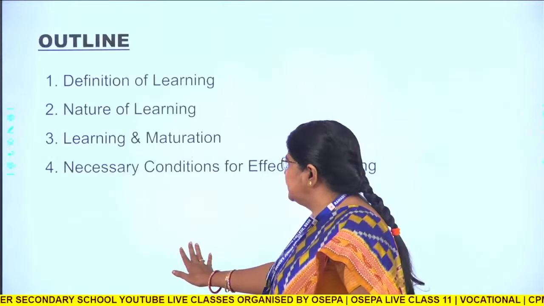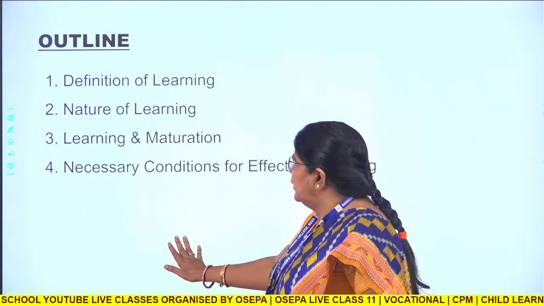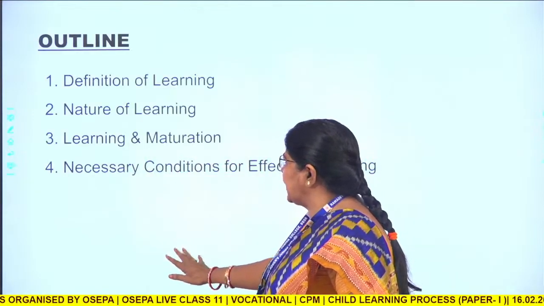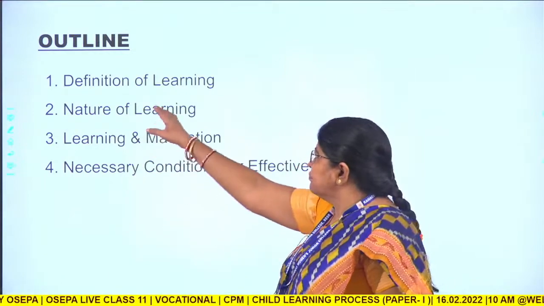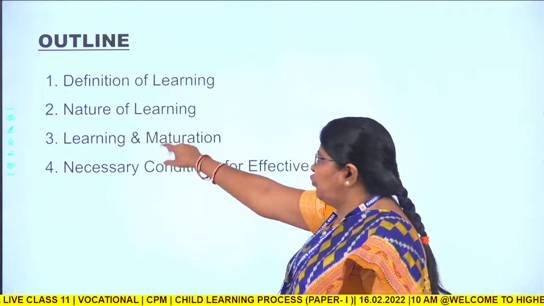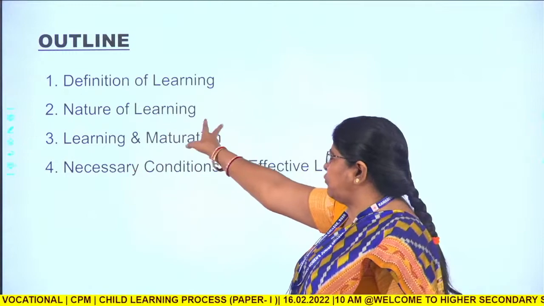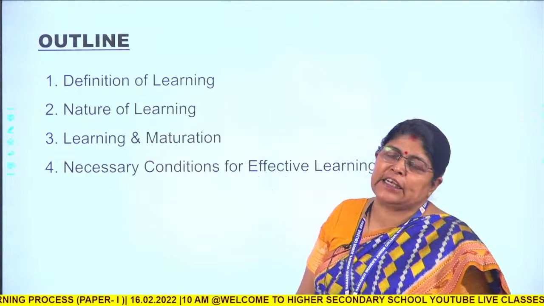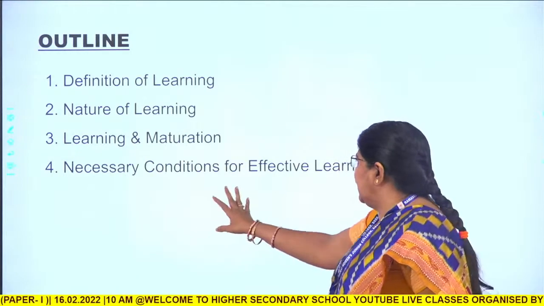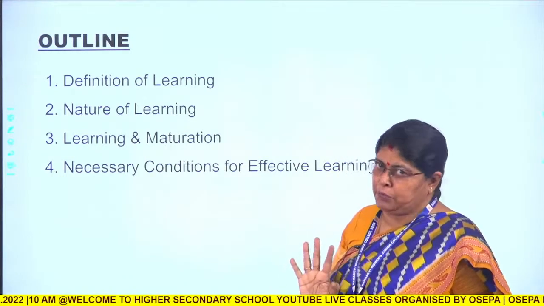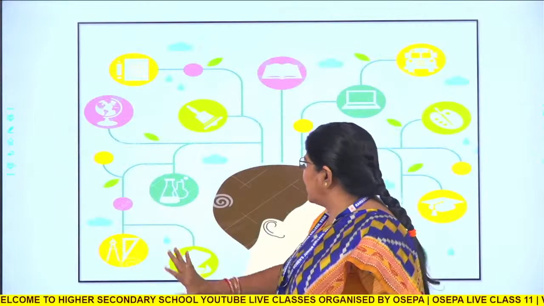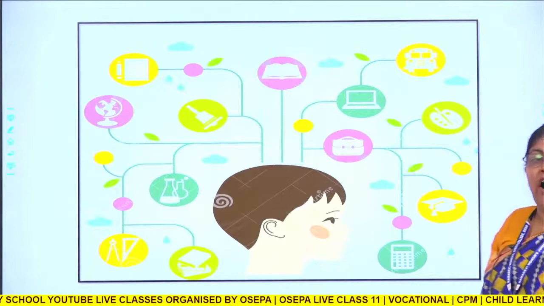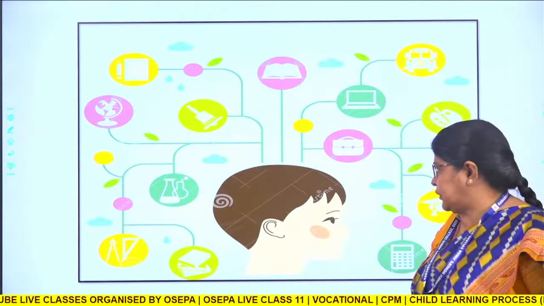Look at the definition of learning. Understand? Four slides are there: definition of learning, nature of learning, learning and maturation, and necessary conditions for effective learning. We have to go through them. This is the total process of learning, the child learning process.